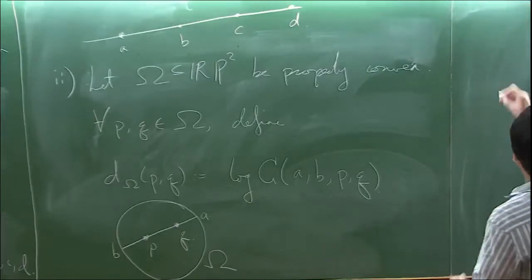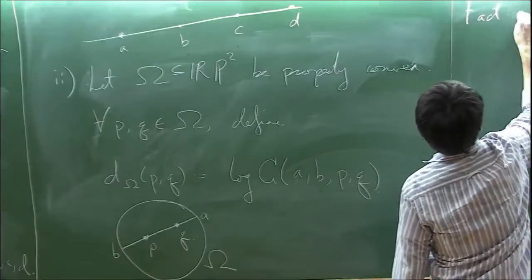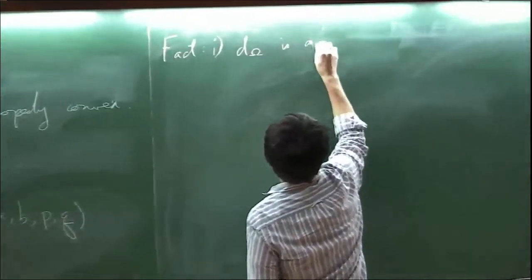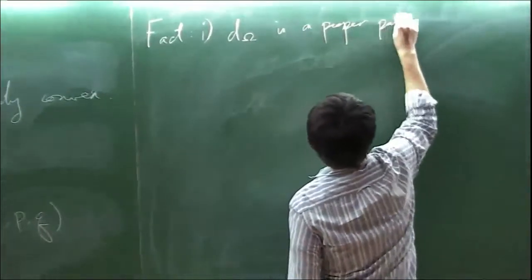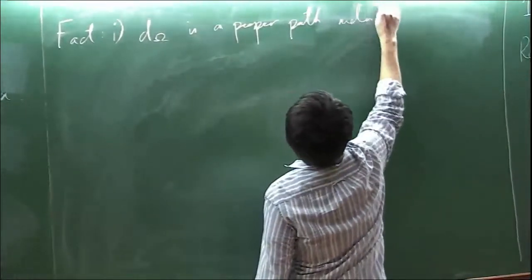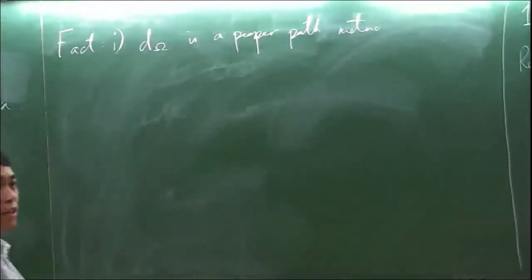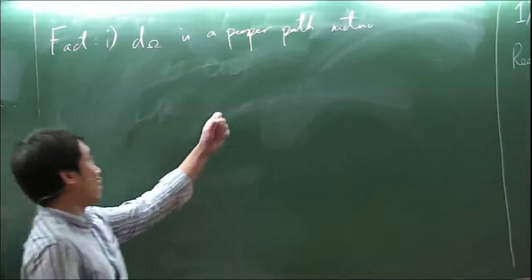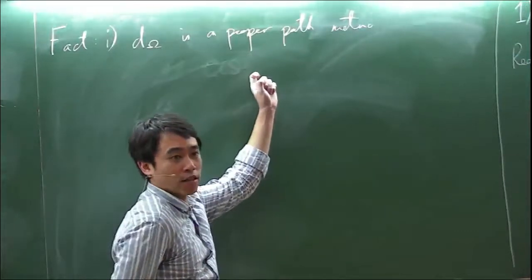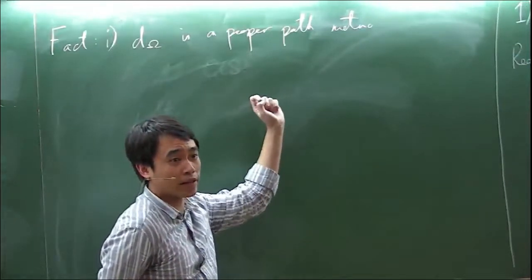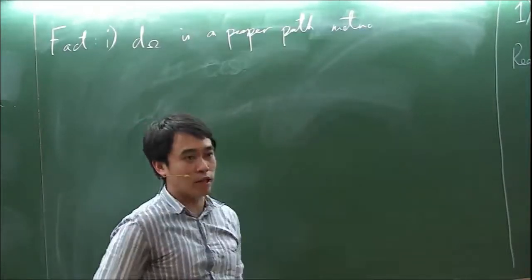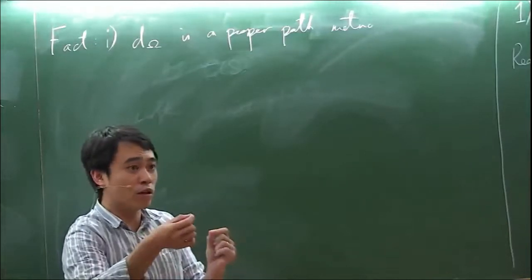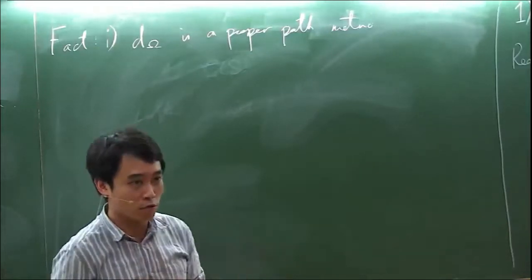Okay, and some facts. These are also not so hard to verify. First is that d omega is a proper path metric. So it's a metric, meaning it's positive definite and satisfies the triangle inequality. And it's proper, meaning that bounded closed sets in omega with respect to this metric are compact. And this being a path metric means that for any pair of points in omega, you can find a rectifiable path between them in this metric, whose length is equal to the distance between the 2 points.